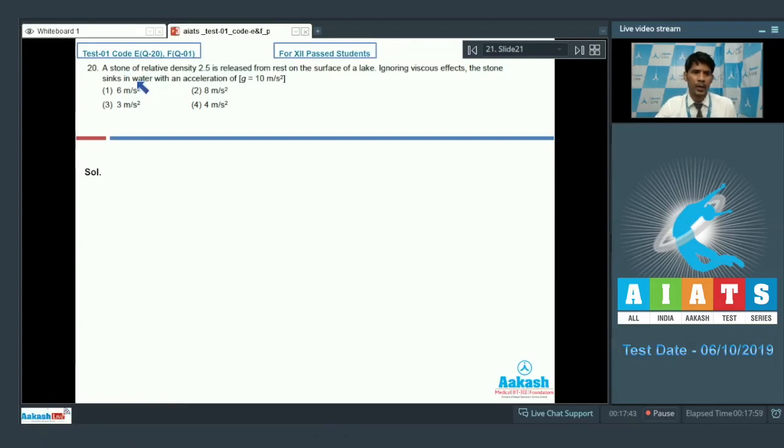In question number 20, a stone of relative density 2.5 is released from rest on the surface of lake. Ignoring viscous effect, the stone sinks in the water with an acceleration. We need to find out the acceleration taking into account the buoyancy forces. If the V0 was the volume and let's say rho naught is the density of water, then relative density being 2.5 into G, this is the total downward force. Force of buoyancy would be V0 rho naught into G divided by total mass is how much?